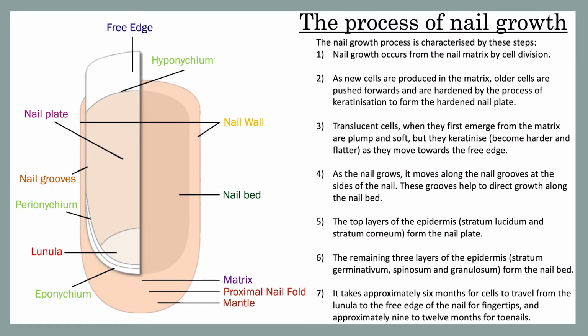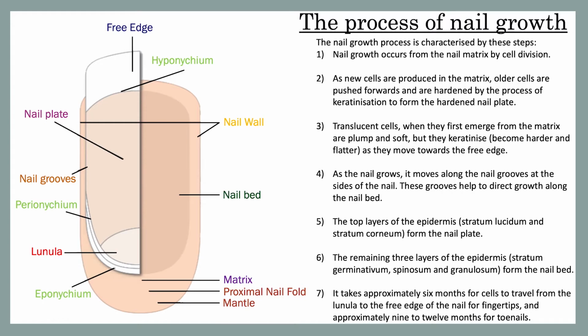The process of nail growth. The nail growth process is characterised by these steps. Nail growth occurs from the matrix by cell division. As new cells are produced in the matrix, older cells are pushed forwards and hardened by the process of keratinization to form the hardened nail plate.